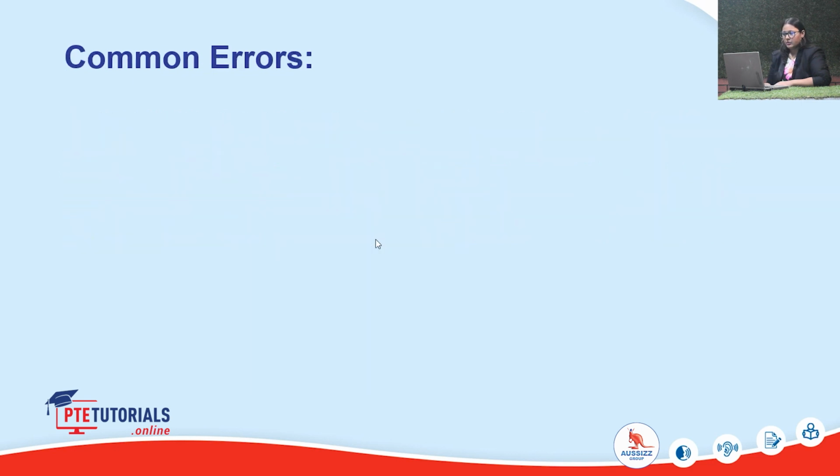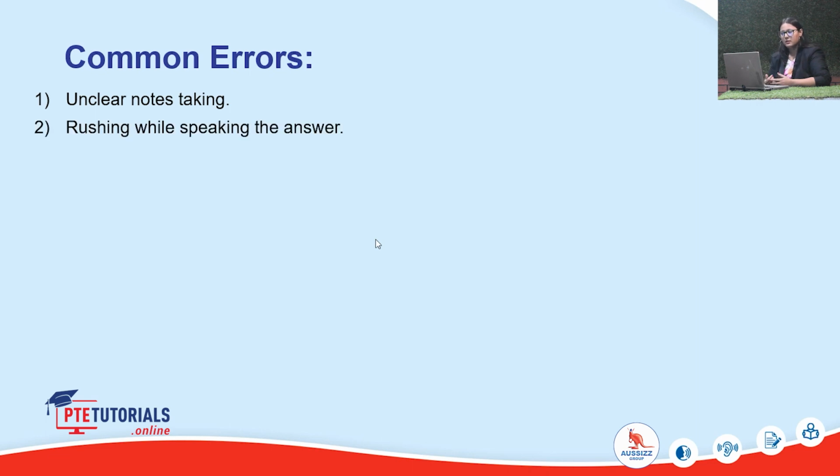All right, so a few of the common errors which are made by the students might be in speaking the answer, using the template, or might be in taking the notes also. One of the problems is unclear note taking. What if I'm not able to read my own note which I have taken in the book? What if the keywords which I have taken from the audio were not clearly written by me in the book?